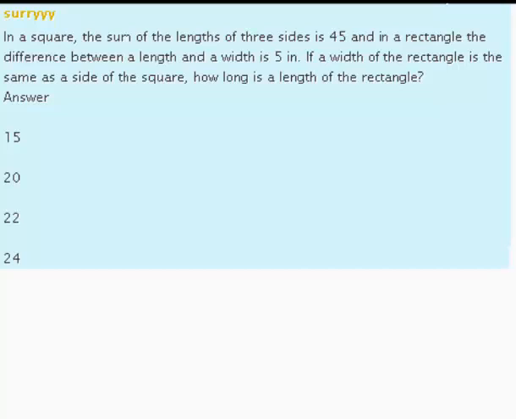Okay, so today's question will be an algebra question that was posed from Surrey. The question reads: in a square, the sum of the lengths of three sides is 45, and in a rectangle, the difference between the length and the width is 5 inches. If the width of the rectangle is the same as the side of the square, how long is the length of the rectangle? And we've been given four answer options: 15, 20, 22, and 24.